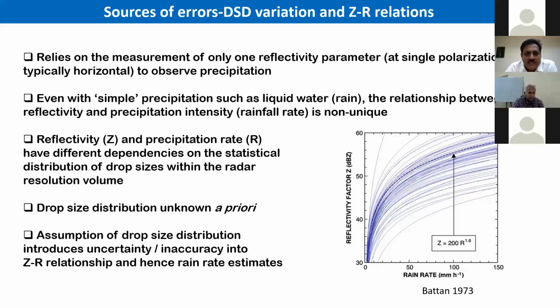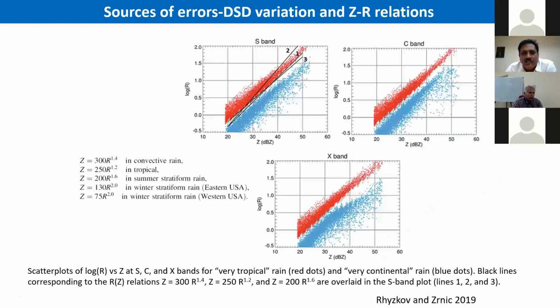It varies from one type of rain to another, one region to another, one season to another. All sorts of variabilities are there. This picture is taken from Battan in 1973. By then you see how many relations were given. So it is not a unique relation, and that is the reason why you get a lot of error if you use a particular relation.